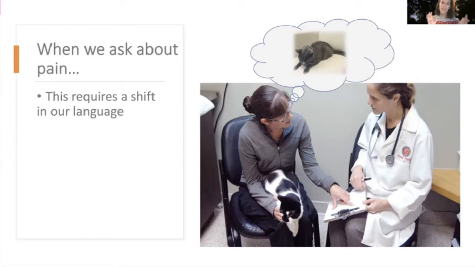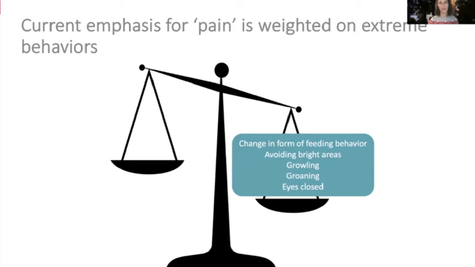So when we say pain, we're talking about two very different things. And so instead, we have to be asking about those particular behaviors, not just about pain. Because when we say pain, what owners think about are these very extreme things. So changes in feeding behavior, avoidance of bright areas, vocalization, eyes closed, right? So signs that if you can imagine a cat showing those signs all the time, that would be awful.